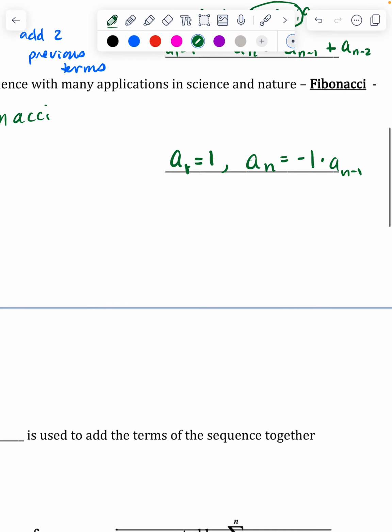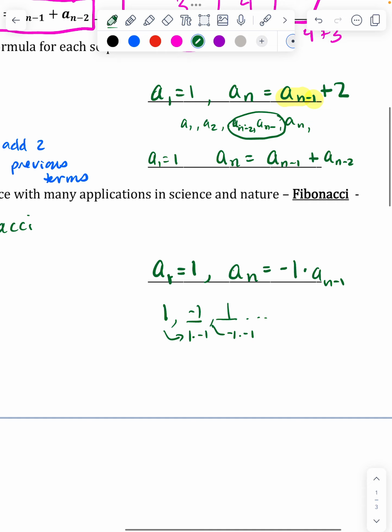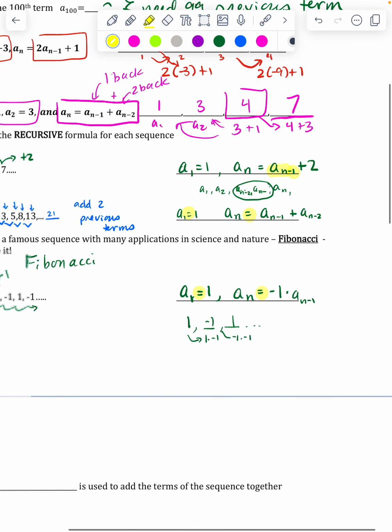And so you're saying, hey, start at 1. Now to get the next spot, take your previous number times -1. To get your next spot, take your previous number times -1, and so on. Keeping in mind that you always have 2 equal signs when you are doing the recursive, because one says what to start with, one says what to do. Here it said start with 1, here it said add the 2 previous terms, and so on.